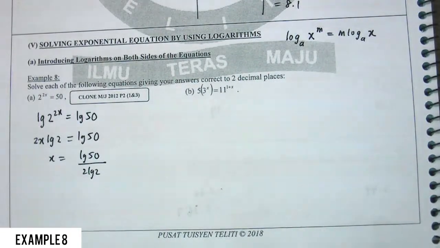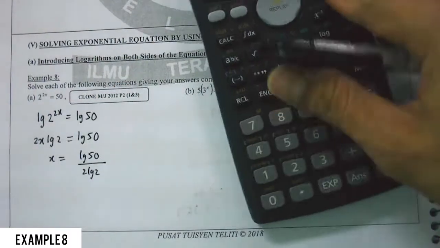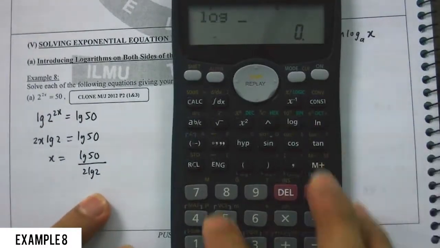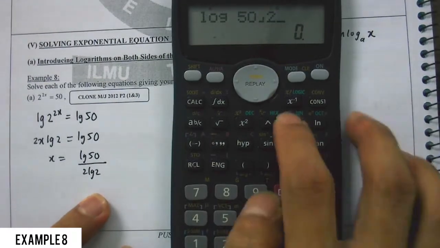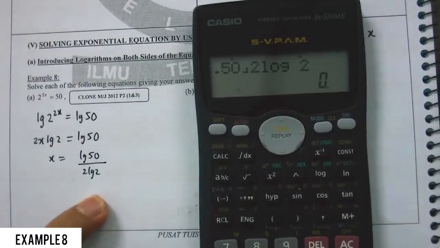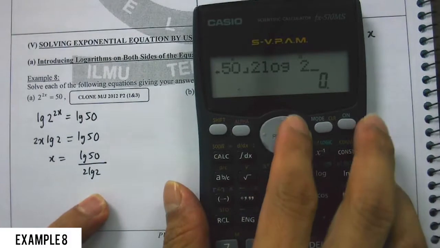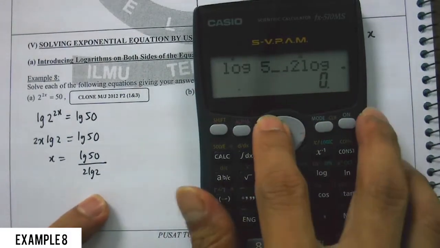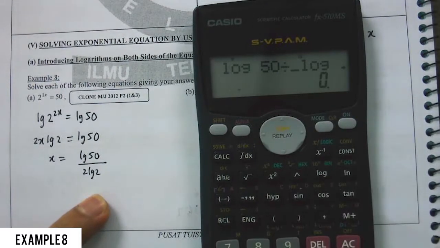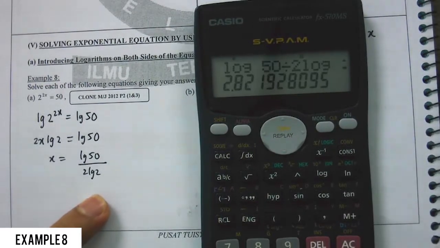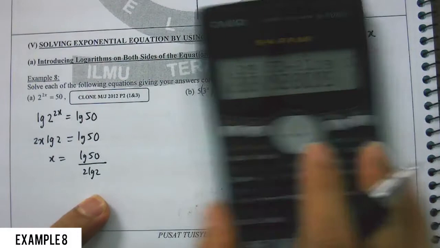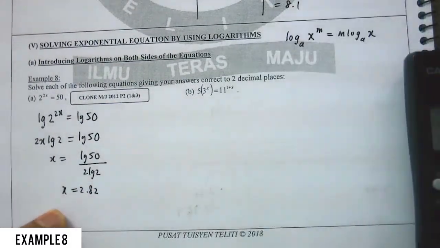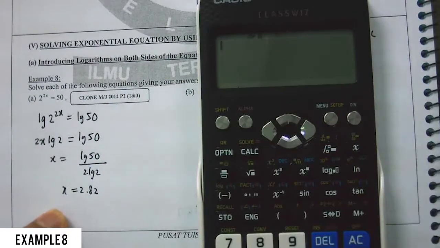Okay, guys, sorry. Let's count. Now, I just need to warn you, some people use log 50 over 2 log 2, which is wrong. This calculator will go and do 50 divided by 2 first. So you should use the symbol divide instead of over. So your answer is 2.82. Correct.